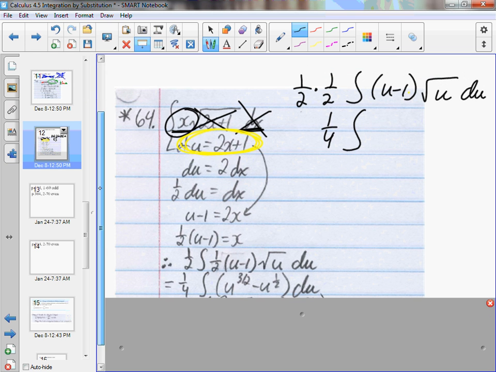U to the 1/2 times u. Add the exponents. Get u to the 3/2. U to the 1/2 times -1. Negative u to the 1/2. And now we've got something we can find the antiderivative for.